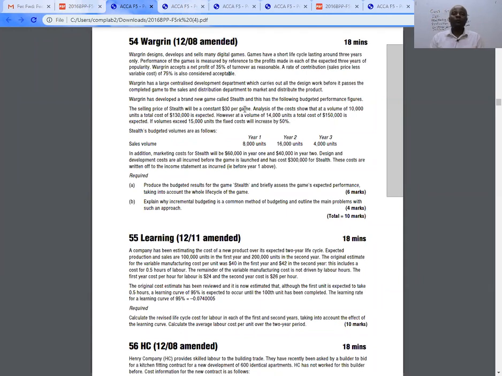I'm repeating again. Whenever you see the examiner telling you at this particular quantity, total cost is this much, and at another quantity, total cost is another figure, he's giving you two points, which will enable you to come up with a straight line cost function that has fixed versus variable components. Very easy. So this is what I will do.